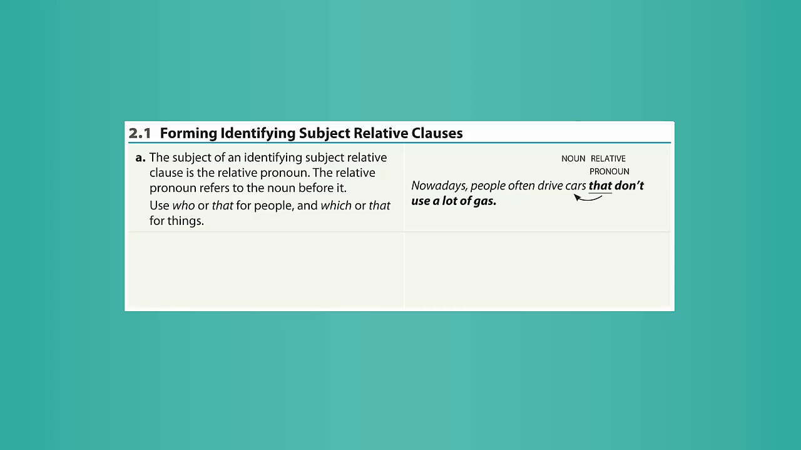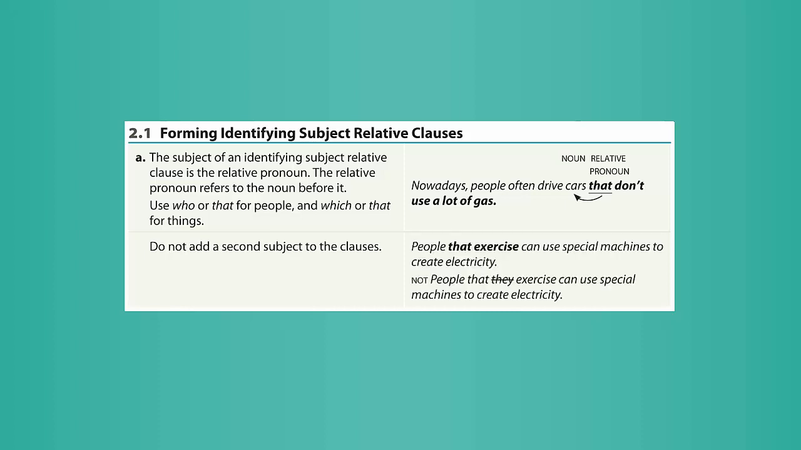And we have the noun cars, we have the relative pronoun that, and the relative pronoun that can replace cars in the sentence. And remember, do not add a second subject to the clause. For example, people that exercise can use special machines to create electricity. But do not say people that they exercise can use special machines to create electricity. The they is not necessary here. We do not need that.